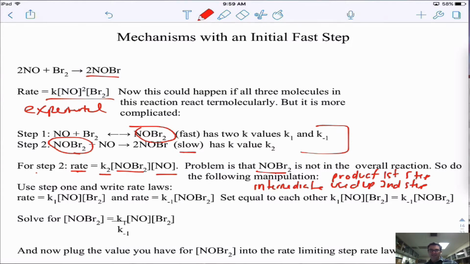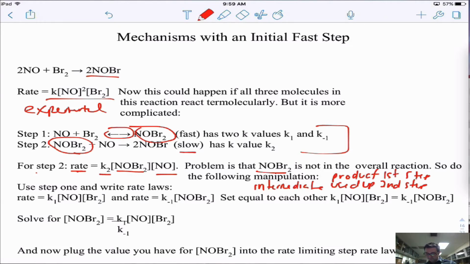So now I need to do some mathematical mixing up here. And so what I do is I use the first step to get rid of NOBr2. I want to get rid of that intermediate. Now the first step is fast and it's reversible. Now because it's reversible, the rates become equal very quickly.